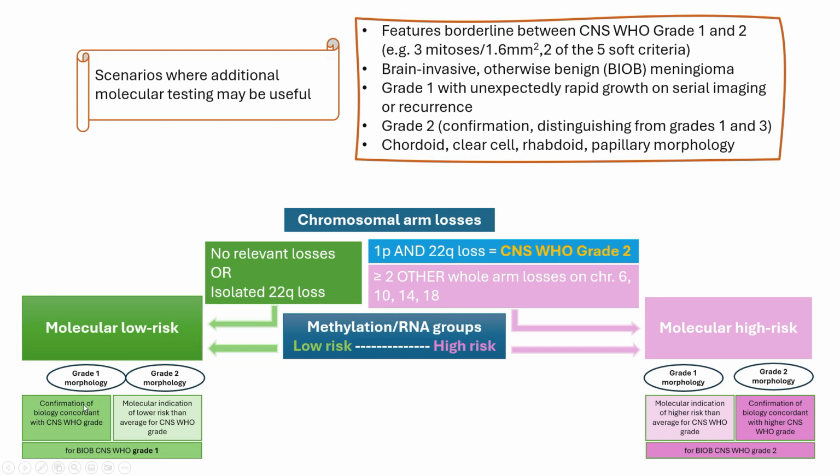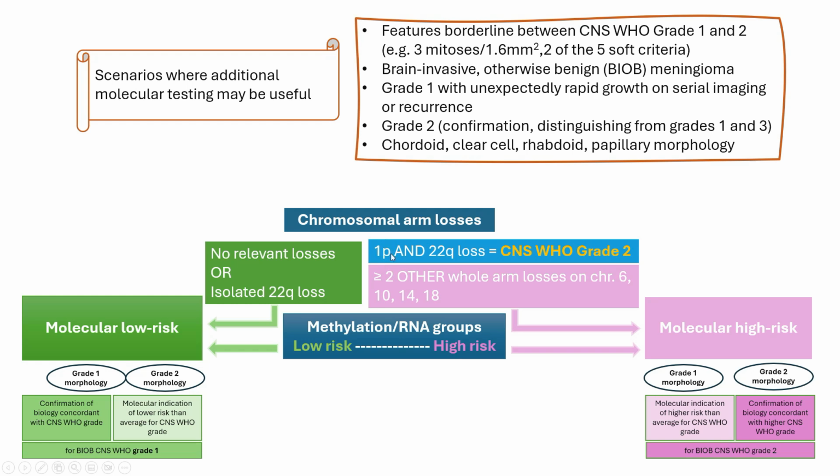All of this molecular stuff is confirmatory of grade 1 tumor, and this holds true also for brain invasive but otherwise benign meningiomas without other high-risk molecular features. So if you've got brain invasive meningioma and it is molecularly low grade, it should be classified as grade 1, not grade 2. Otherwise, it should be classified as grade 2. So you confirm brain invasive meningioma by molecular genetics, whether it's grade 1 or grade 2.